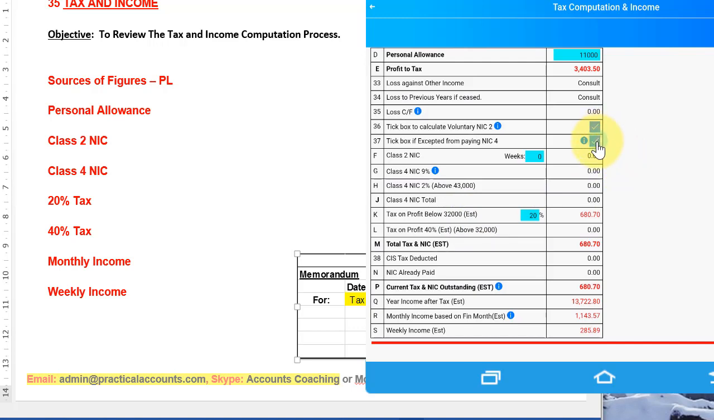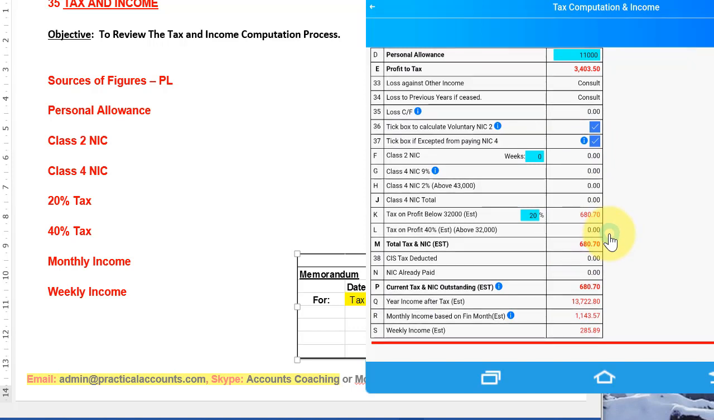Now class 4 NIC is not computed simply because we are catering for students in other parts of the world who don't have the class 4 NIC. So for learning purposes, we decided to leave it out. When you tick that box, it's not computed. If it were computed based on this business, the amount would be 570. We shall not go into that. So we prevent the computation by ticking that box, and the class 4 NIC disappears.